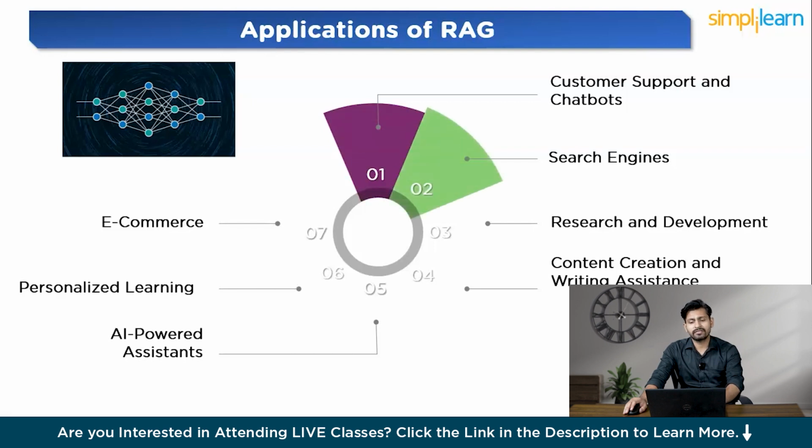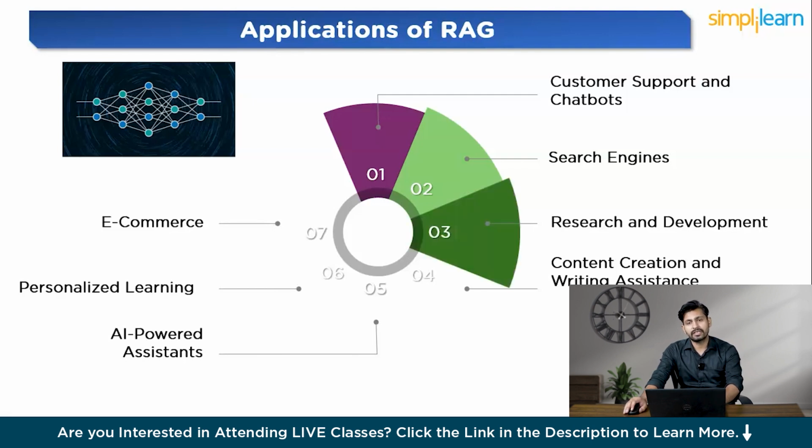Then next we have search engines. RAG can be integrated into search engines to enhance the relevance and accuracy of the results. Instead of just returning a list of documents, the model can retrieve relevant documents, augment the search results, and generate more refined answers to complex queries. This improves the search experience for users by providing both data and explanations in one place.